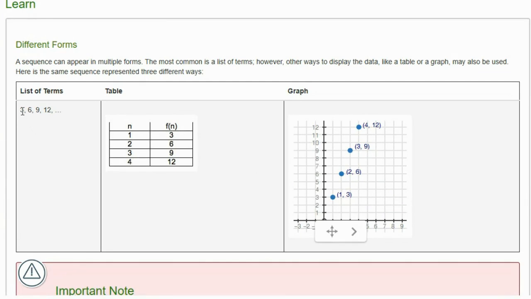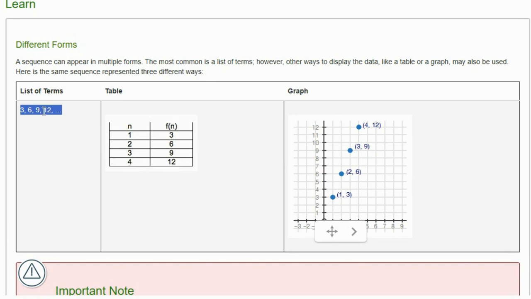This is the way we used to see it, the way we like to see it, 3, 6, 9, 12. We like to see a sequence of numbers just as a sequence of numbers with commas. That's great. But if you have it as a table, what the table is saying, n is the term number, which means the first term is 3. The second term is 6. The third term is 9, and the fourth term is 12.